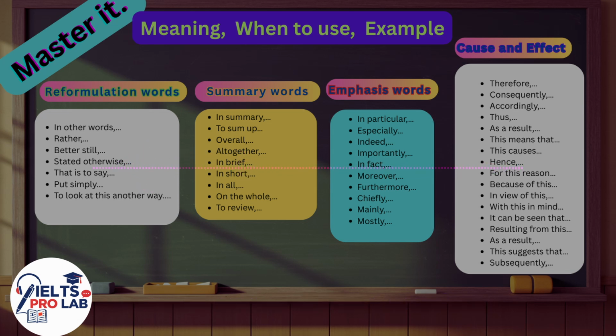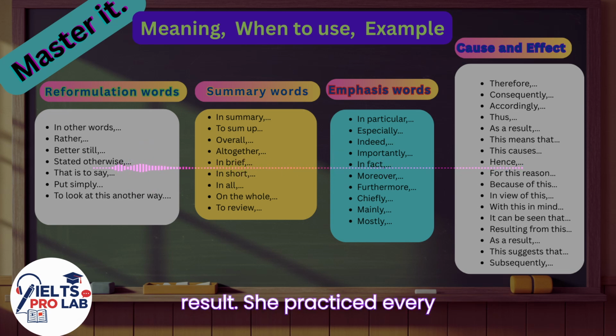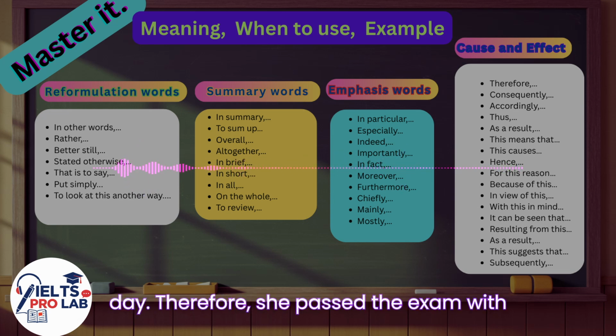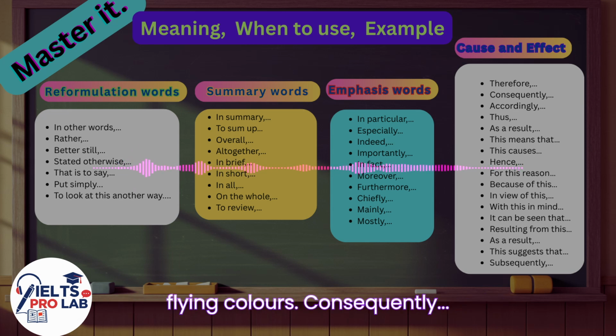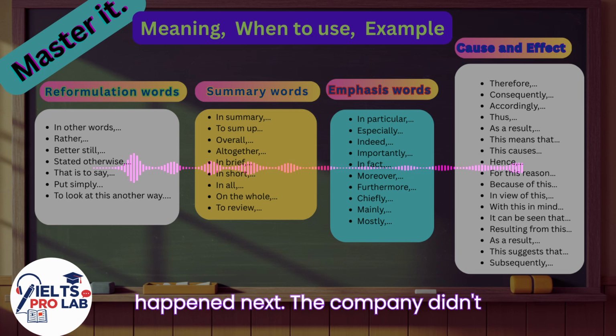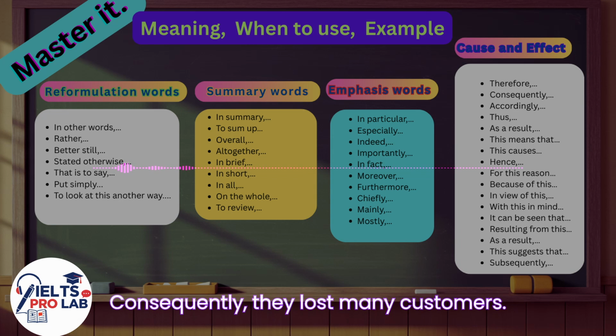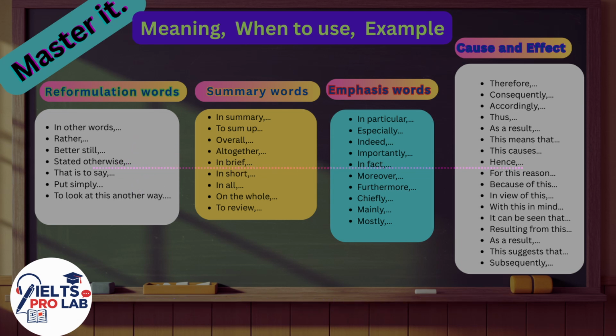Therefore, use it when you want to show a direct result. Example sentence. She practiced every day. Therefore, she passed the exam with flying colors. Consequently. It's a formal way to say, and that's what happened next. Example sentence. The company didn't adapt to the market. Consequently, they lost many customers.